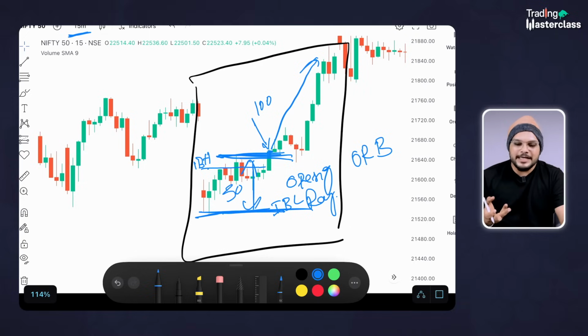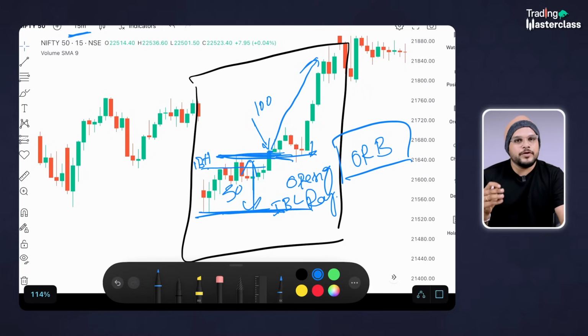We don't have to define the direction when there is a small IB range. We can simply deploy ORB. If the range high breaks out, then we are going to opt for a long trade. If the range low breaks out, then we are going to opt for a short trade. So we are not going to define the direction when there is a small IB range. So this is a simple entry strategy for small IB.